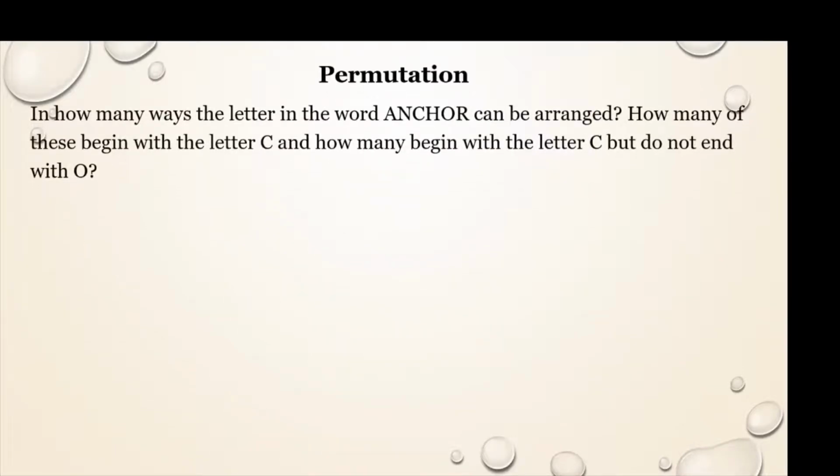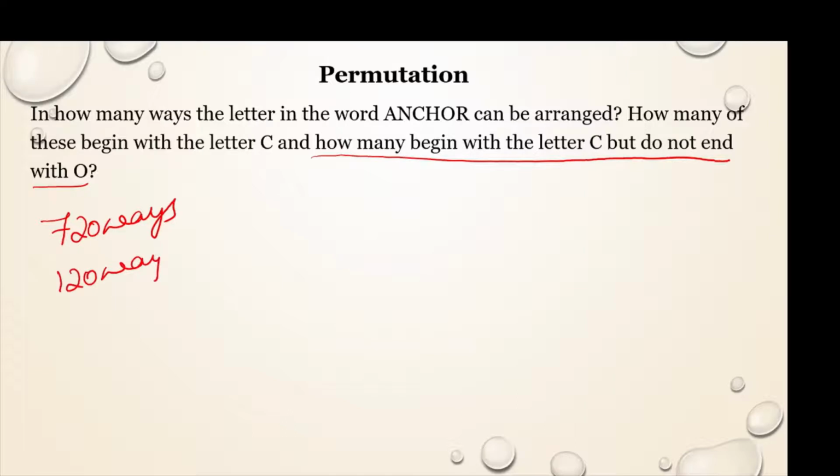Now let us see the third condition here. The third condition says how many begin with the letter C but do not end with O. So there are 720 ways in which you can arrange the word ANCHOR. Out of that, 120 ways you can arrange the word with the first letter as C.